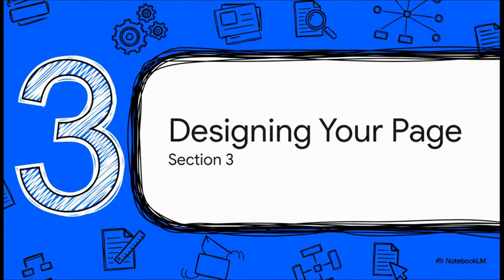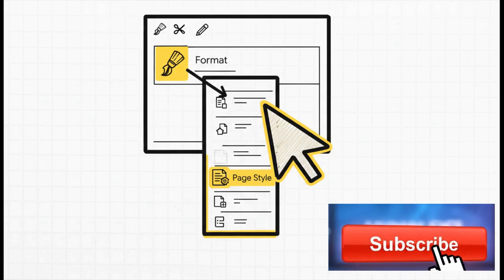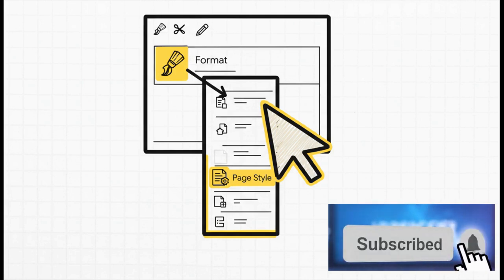Okay. So we've wrangled our text, we've organized our ideas, now it's time to zoom out and take control of the canvas itself. This is all about designing your master page. This is your command center for everything page-related. You just go to the Format menu and then click on Page Style. This is where you set the rules for your whole document, margins, paper size, all the good stuff. Think of it as the blueprint for your project.